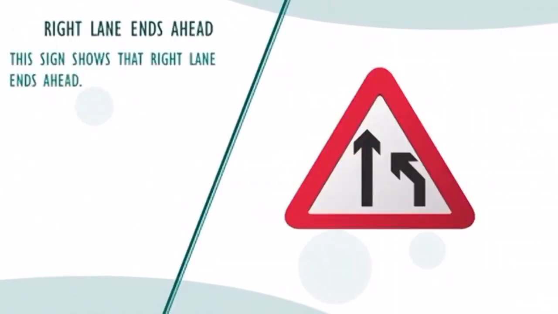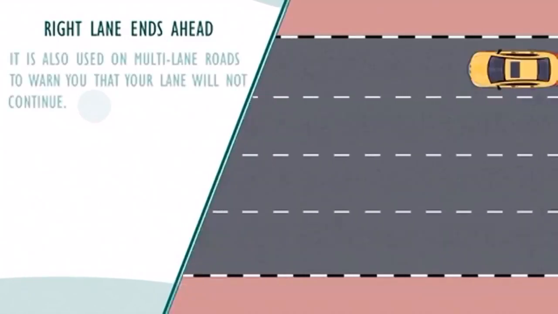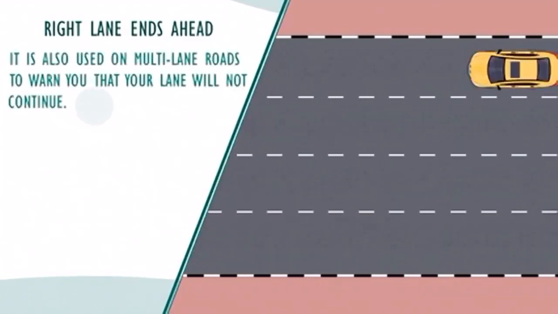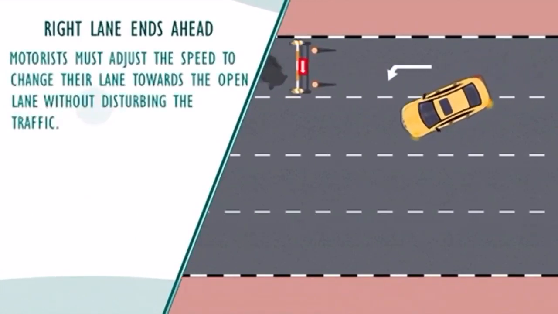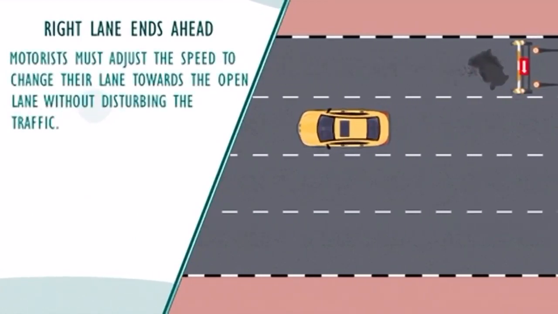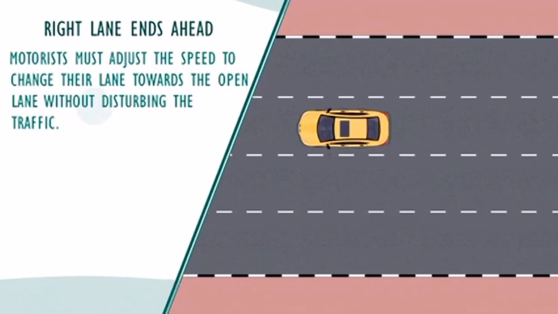This sign shows that the right lane ends ahead. It is also used on multi-lane roads to warn you that your lane will not continue. Motorists must adjust the speed to change their lane towards the open lane without disturbing the traffic.